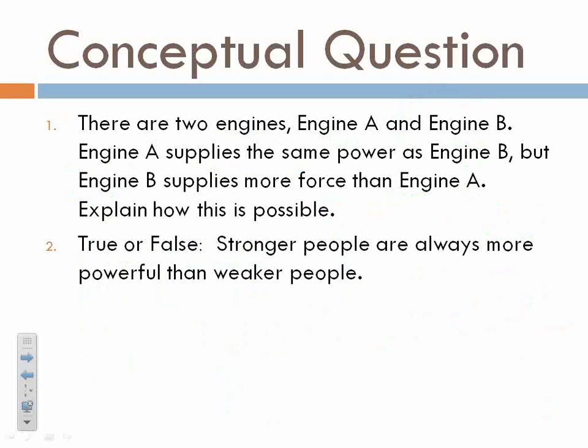Okay, so to kind of sum things up here, guys, let's say we have two engines, engine A and engine B. Engine A has the same power as engine B, but engine B supplies more force than engine A. How is this possible? So here's what we're saying. Engine B is stronger because it has more force than engine A, but they both have the same power. If we think of it in terms of watts, they both have the same wattage. Say they're both 100 watts.